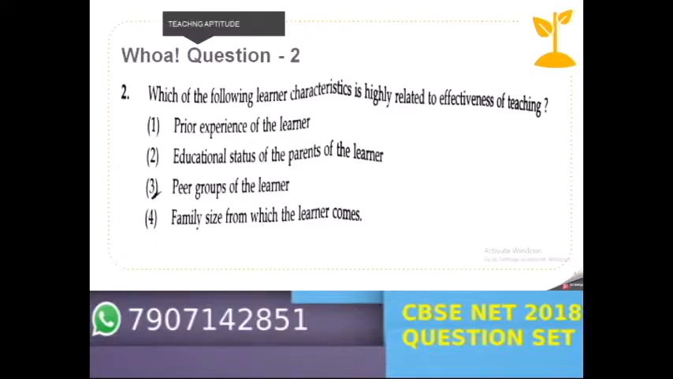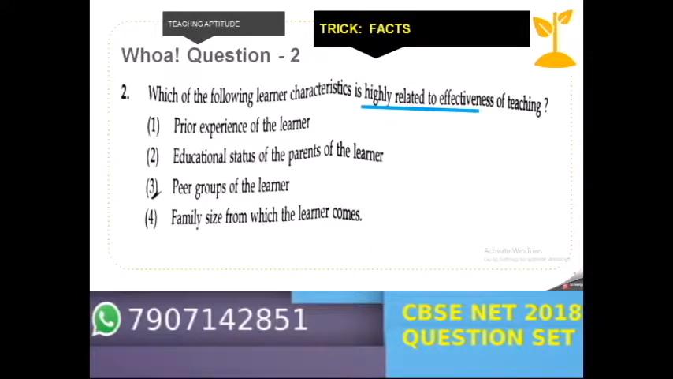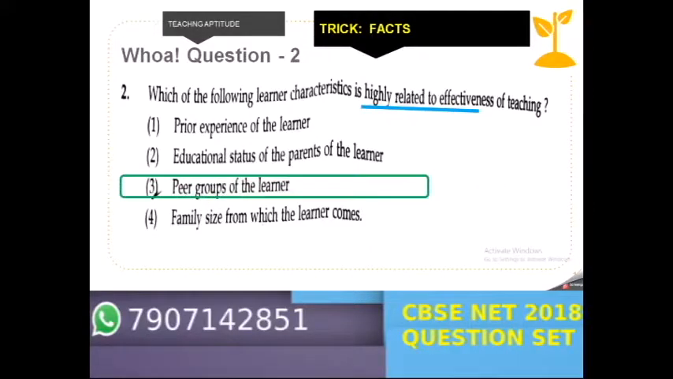But for questions like this, we need to know the exact fact. Read the question: Which of the following learners' characteristics is highly related to effectiveness of teaching? The highlighted phrase is effectiveness of teaching, so it is a fact-based question. The right answer is peer group of learners, because whether you are teaching in a classroom or to some audience, the group determines the effectiveness of teaching. Prior experience, the education status of the parents, or family size have no relevance to the effectiveness of teaching. So we can fix option 3.